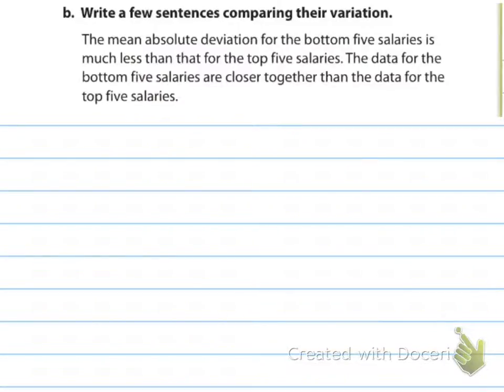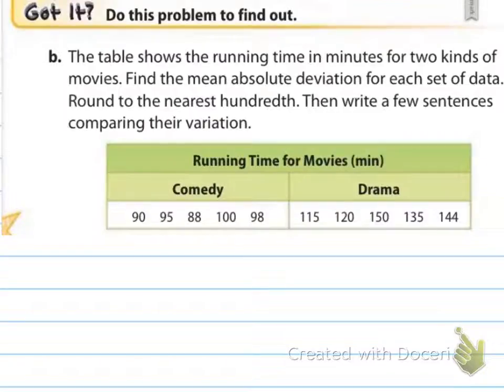All right, so now you're going to do on your own a few sentences comparing their variation. Oh, we already went over that, so sorry, I blew that for you. Oh, that was just part B of that. Never mind. Now, doing problem B, it says the table shows the running times in minutes for 2 kinds of movies. Find the mean absolute deviation for each set, and then round to the nearest 100. Then write a few sentences comparing their variation.